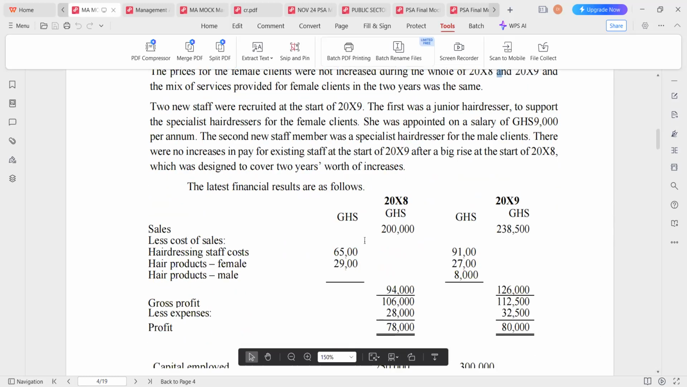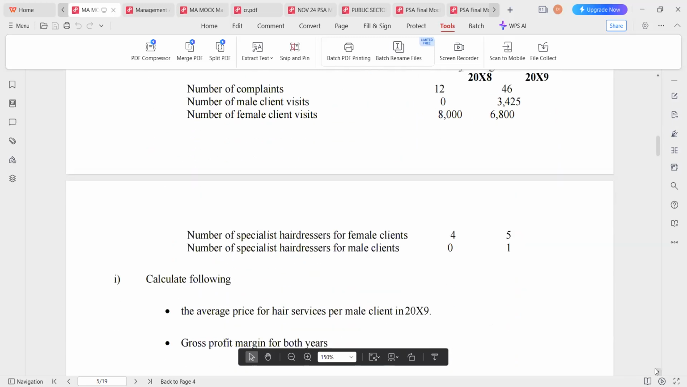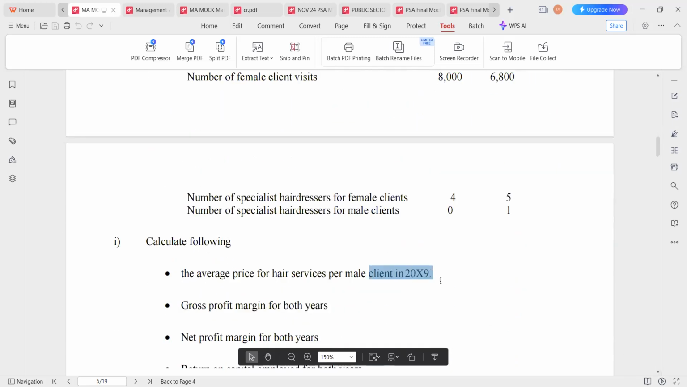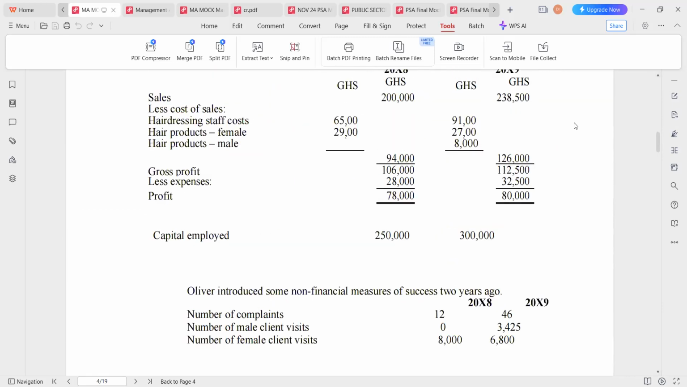But you see, it means that in the entire 2018 there were no male clients, true. But in 2019 there were both male and female. The examiner said we should calculate the price they are charging male clients in 2019. When it comes to the table, they gave the number of client visits. In 2018, only 8,000 female clients came to the salon.